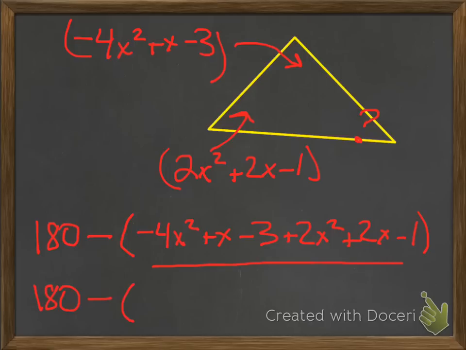Negative 4x squared and positive 2x squared gives me negative 2x squared. And then x and 2x gives me 3x. And then I've got negative 3 and negative 1, which is negative 4. So now our answer is 180 minus the polynomial negative 2x squared plus 3x minus 4. Now you could change that to addition if you wanted to, but this is sufficient for your final answer.